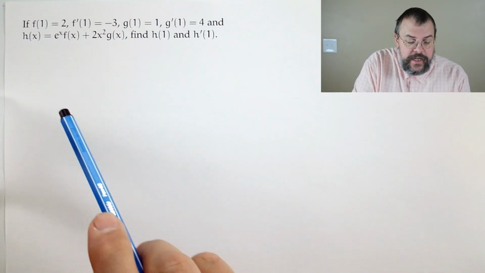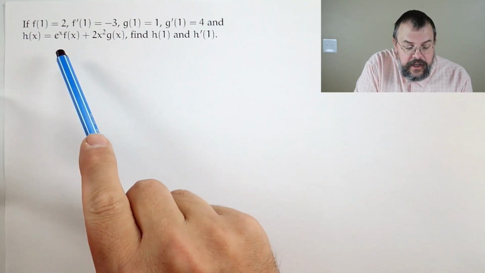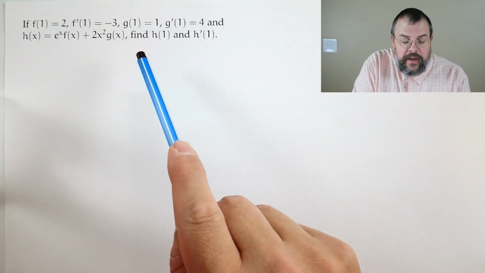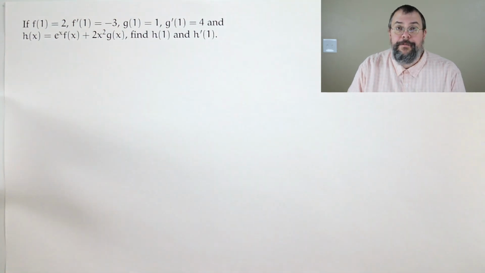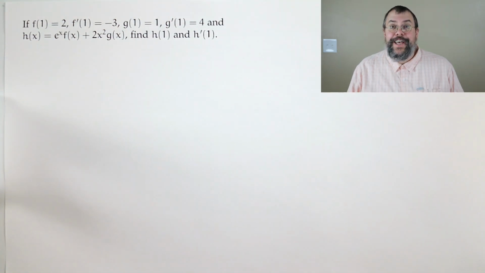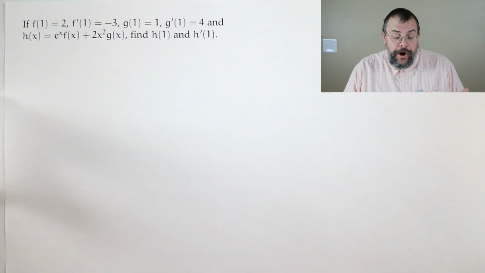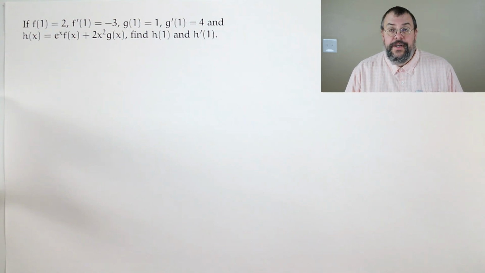But we also are told that h of x is e to the x times f of x plus 2x squared g of x, and we're asked to find h of 1 and h prime of 1. Okay, so first off, can we do it? In other words, even though we don't know what f and g are, are we going to be able to answer this question? Now, I think pretty much every question that gets asked during the class, we're probably going to be able to answer. So it should be yes. And here, it is a yes.